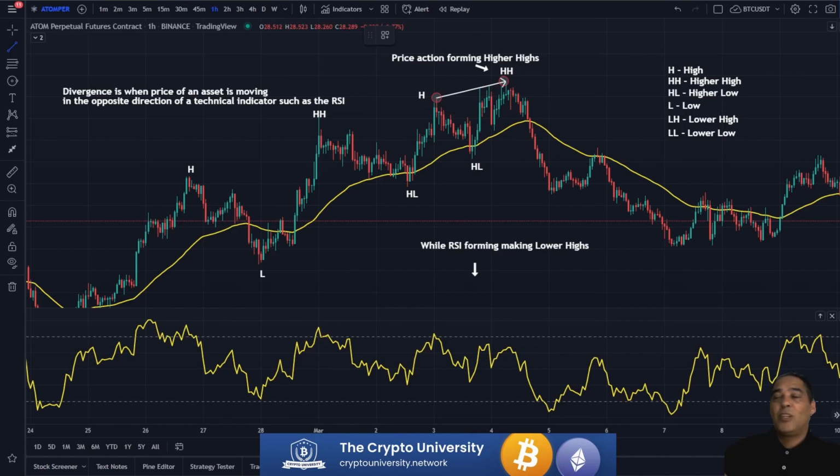As per my hourly chart on Atom, we could clearly see that price action has been forming higher highs, while the RSI indicator has been forming lower highs. And that was a good indication of possible bearish divergence or trend reversal.